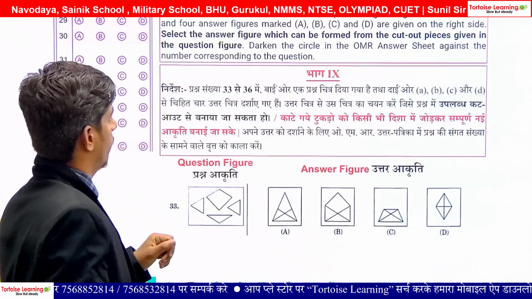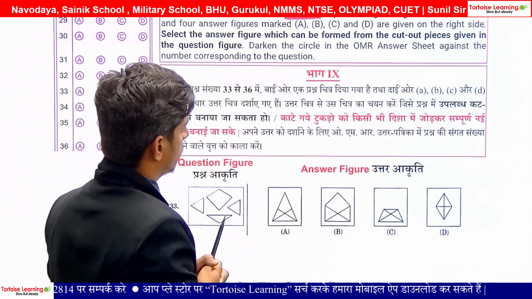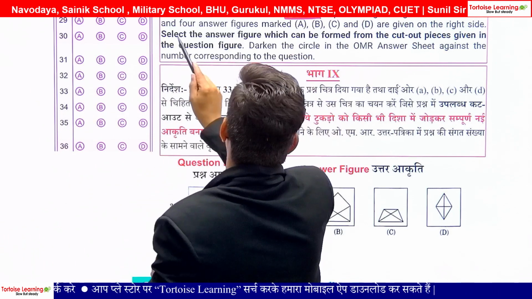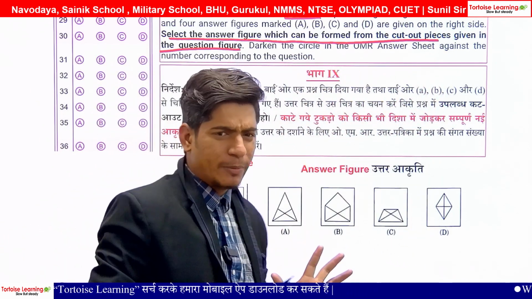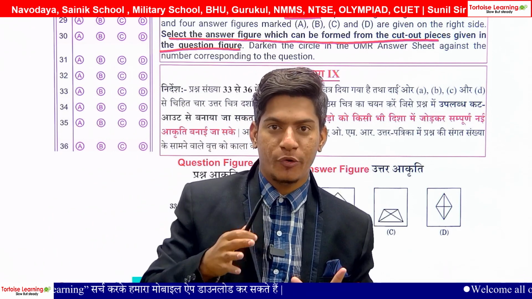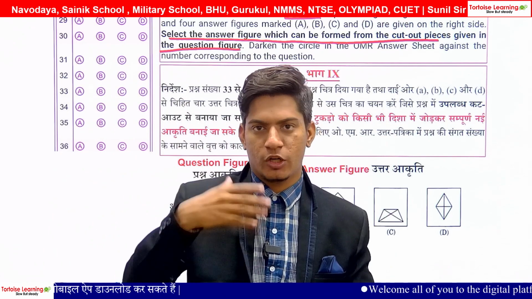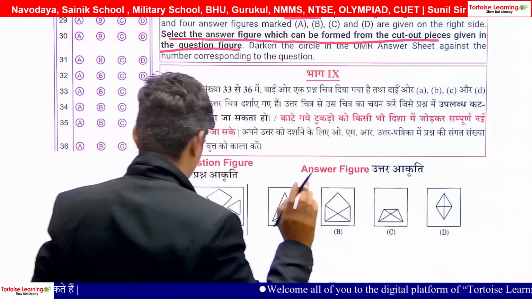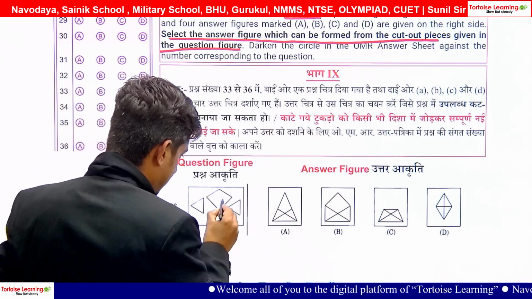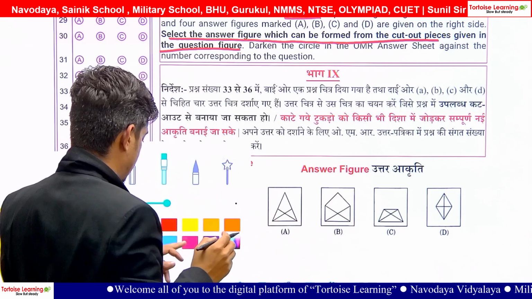Now next, from 33 to 36, what we have to do is select the cutout piece in the given question figure. Simply, it means a puzzle. In childhood you have solved puzzles of animals, puzzles of some pictures. This is the same puzzle. Okay, but the size should be the same, and the shape should be the same.